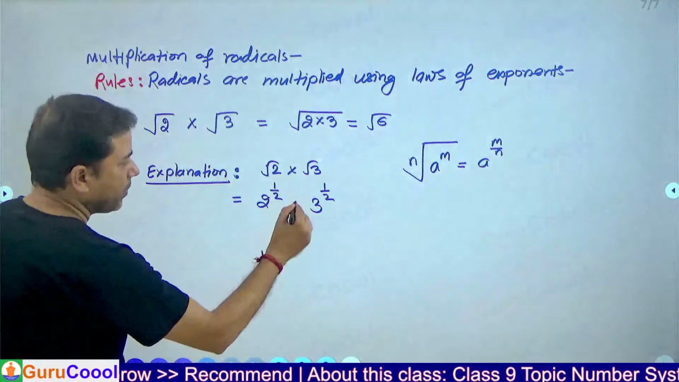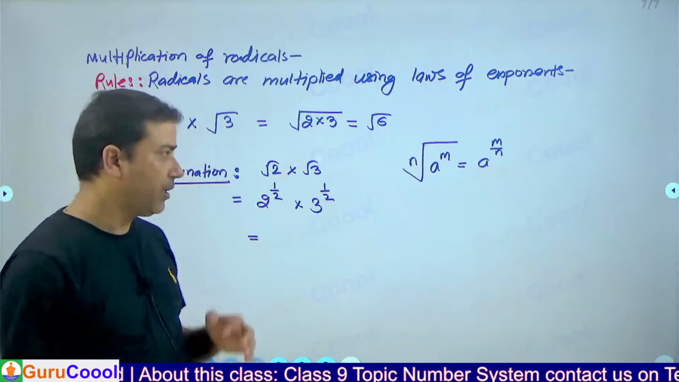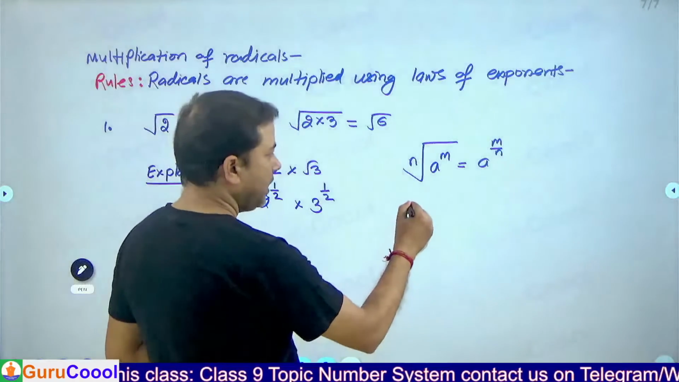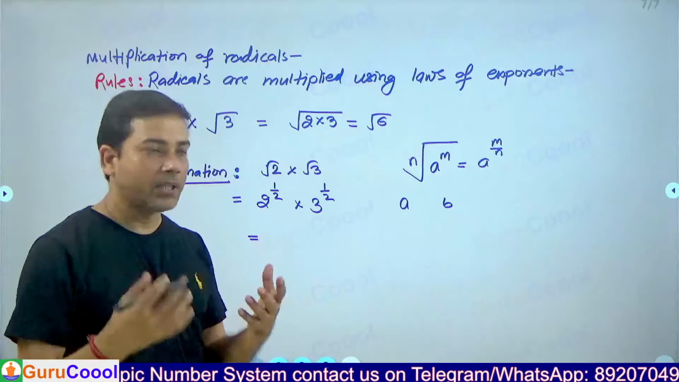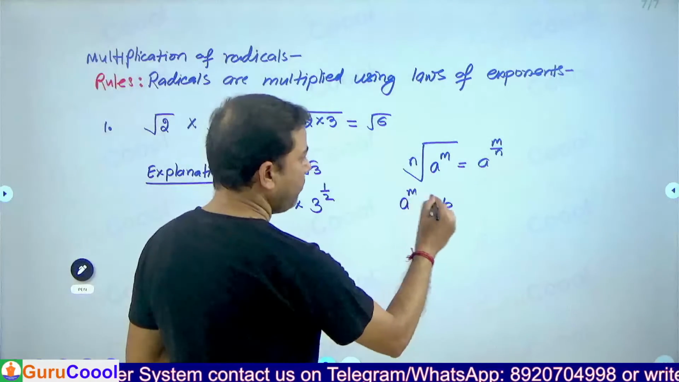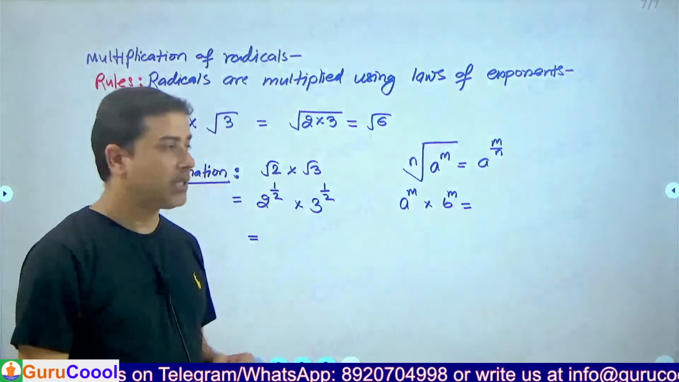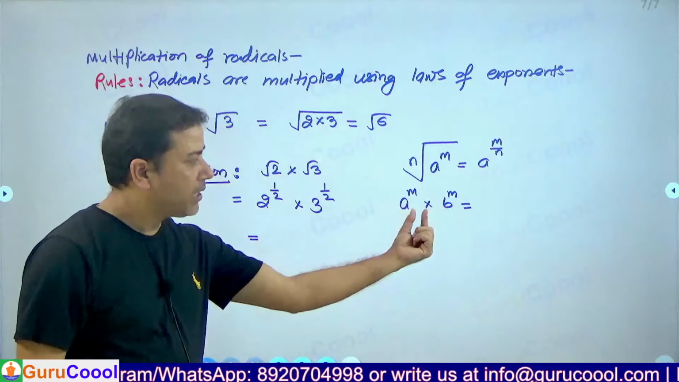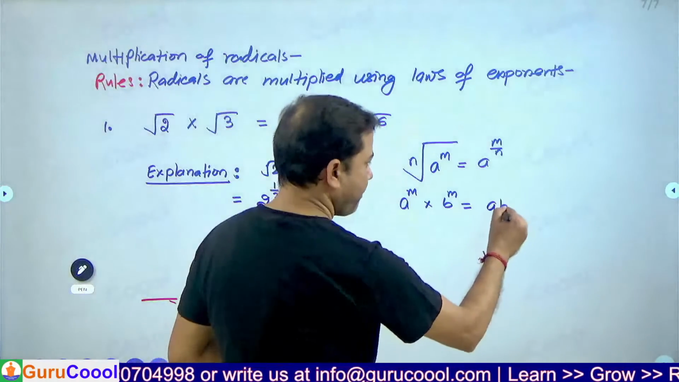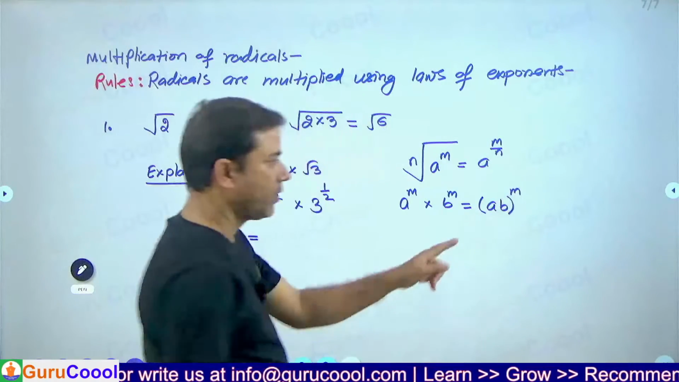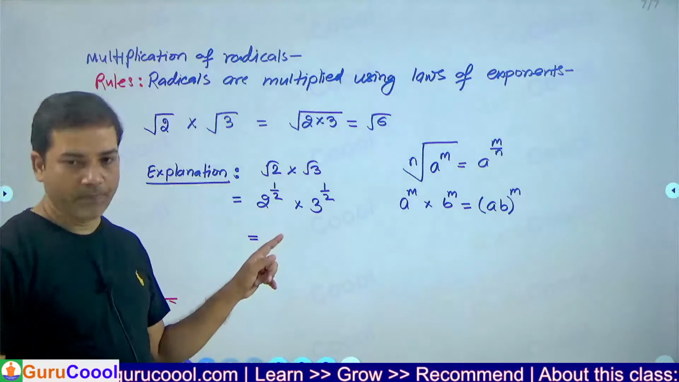Now the multiply sign is between them. The laws of exponent say that if you have a and b, different bases but with the same powers, like power m on both of them, you have to multiply. The law of exponent says to multiply the two bases together keeping the power same, like this. Right? Yes. I have the same situation.